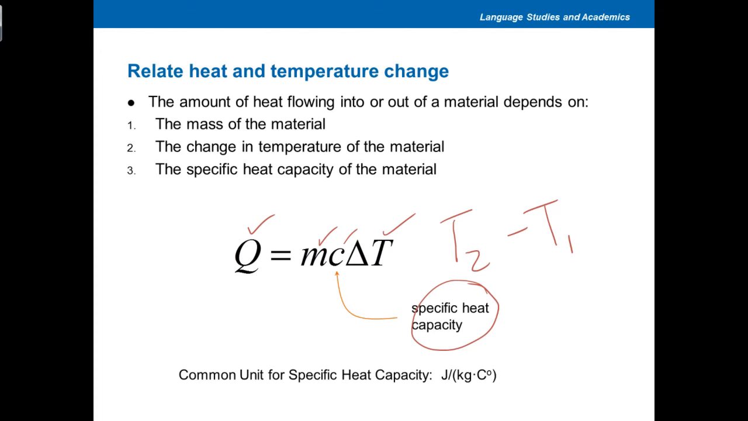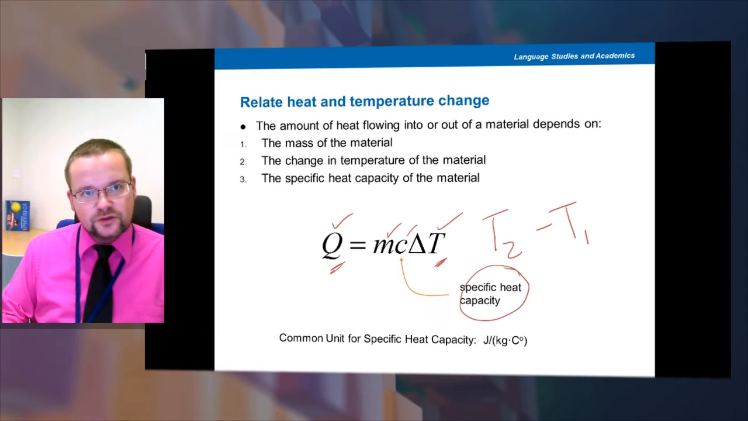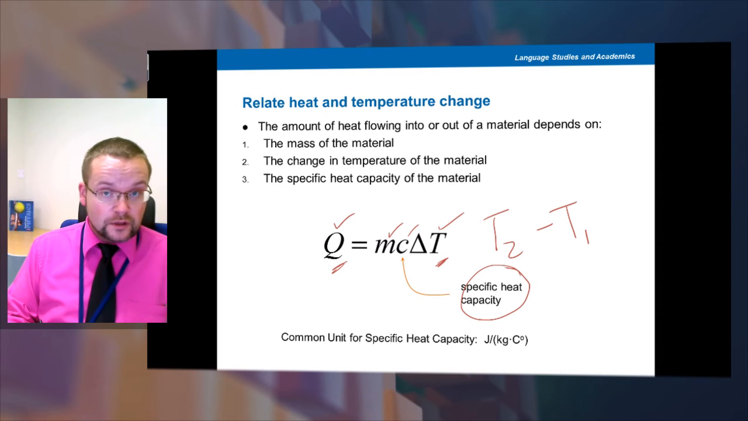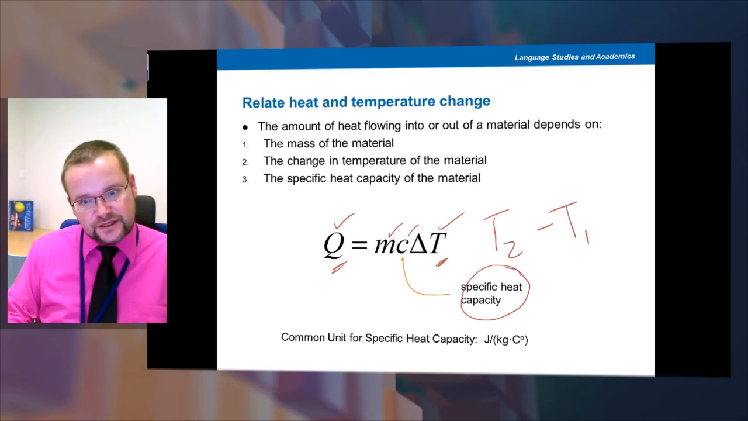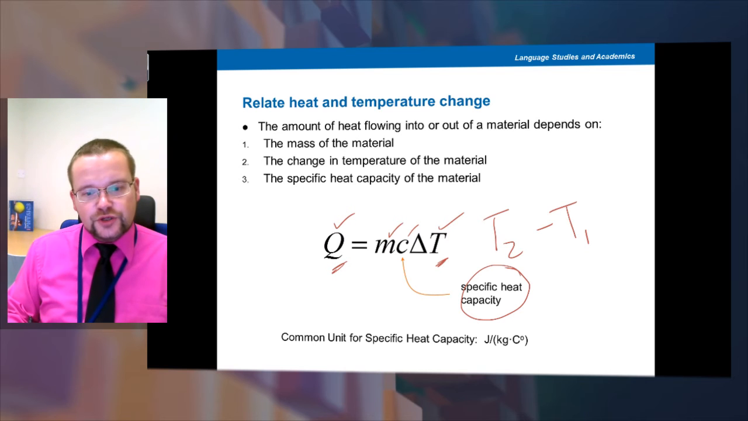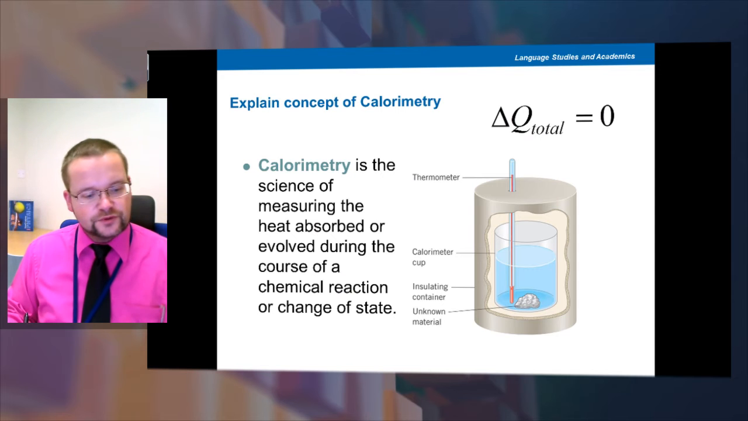So we need more energy if we want a greater change in temperature, like going from 0 to 100 versus 0 to 10. And of course, mass has an impact too. If we're heating a lot, it takes more energy than heating a little bit. Common units for specific heat capacity, as we see down here, are joules per kilogram per degree Celsius.